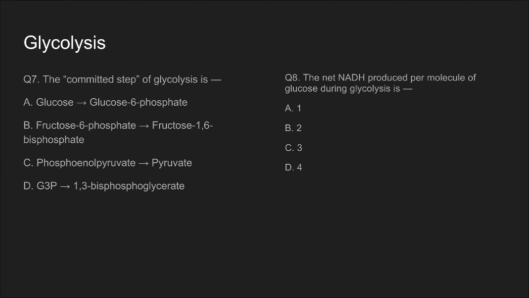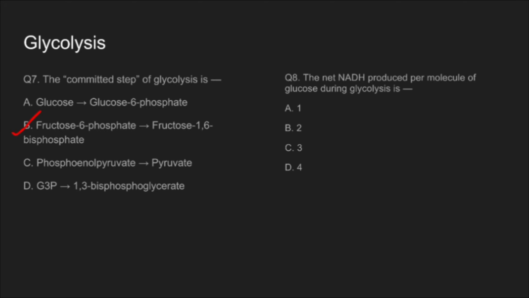Question number 7. The committed step of glycolysis is? Options are A, the conversion of glucose to glucose 6-phosphate, B, conversion of fructose 6-phosphate to fructose 1,6-bisphosphate, C, the conversion of phosphoenolpyruvate to pyruvate, D, the conversion of glyceraldehyde 3-phosphate to 1,3-bisphosphoglycerate. So your correct answer for this question is option B, fructose 6-phosphate to fructose 1,6-bisphosphate. So here, what happens is that phosphofructokinase 1 catalyzes the committed, highly regulated step of glycolysis.